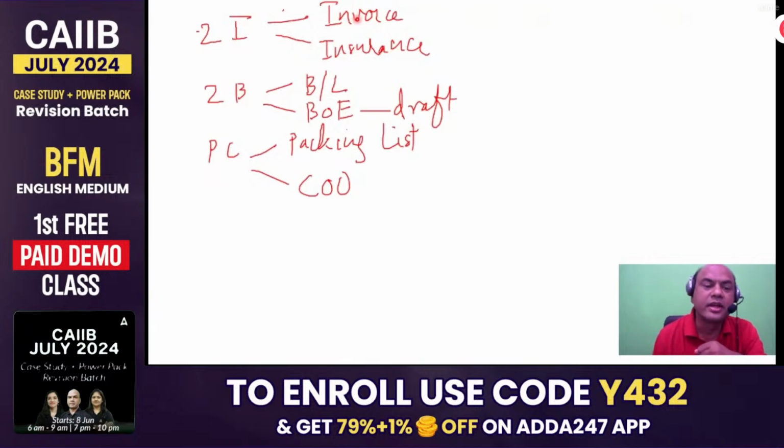Who gives this? Always remember, invoice is given by the exporter. See, there are various bodies to this. Invoice is given by exporter. Insurance is given by the insurance company, right? Insurance company.